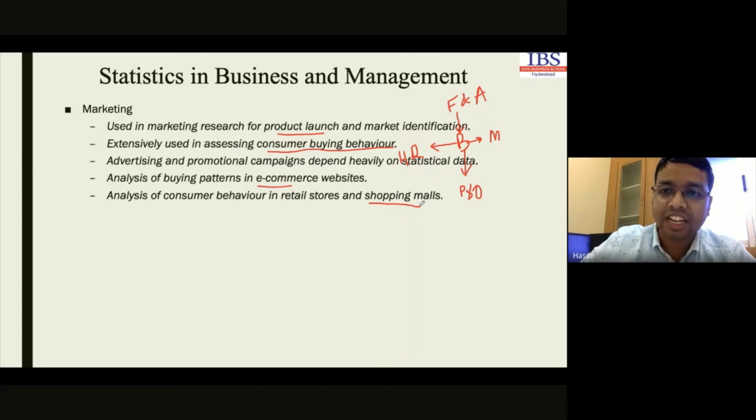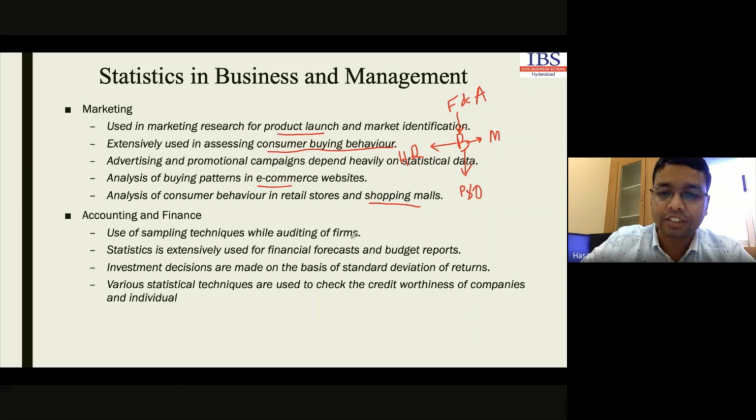Another one is accounting and finance, basically auditing techniques, auditing of the financial accounts of the firm. Statistics is also used for financial forecasts and budget reports of the company. It also helps with investment decisions, and various statistical techniques are used like credit origination and comparison of individuals. So these are the areas of accounting and finance where we can apply statistics.